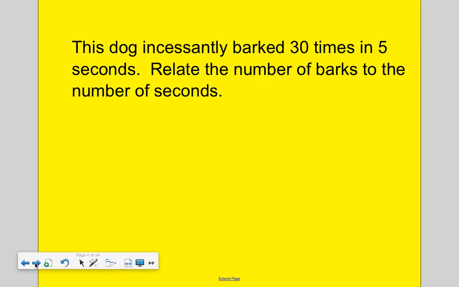So the question here is, this dog incessantly barked 30 times in 5 seconds. Relate the number of barks to the number of minutes. I'm going to change this into minutes because it's kind of impossible to bark that many times in seconds. So relate the number of barks to the number of minutes. So it's about barks and minutes. So let's see, 30 barks in 5 minutes.